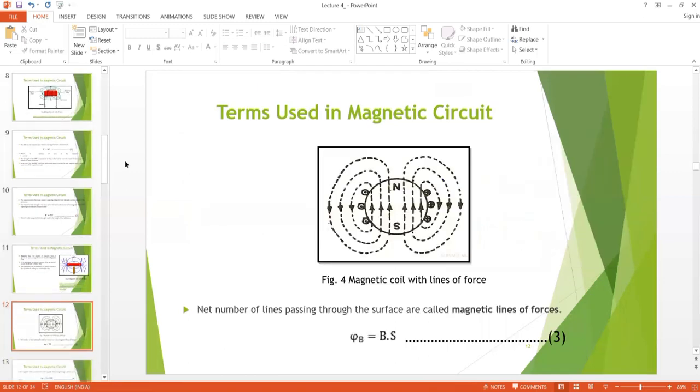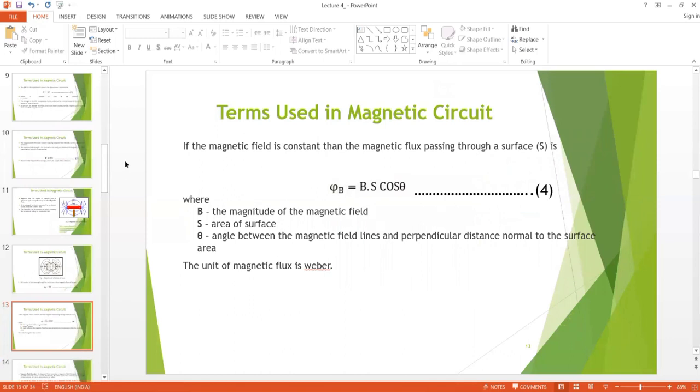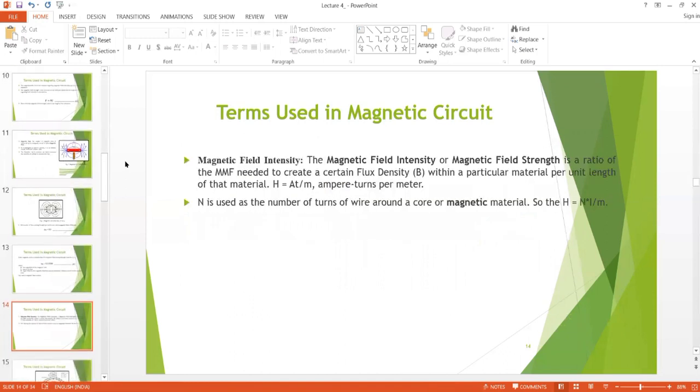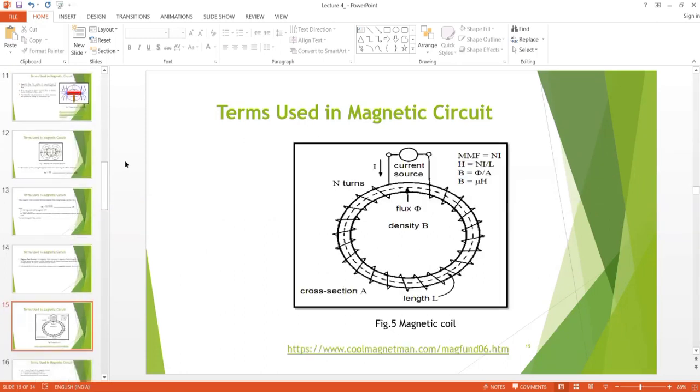Similar terms used in magnetic circuits, we know this phi. Phi is nothing but B into A, that is, flux is equal to B into A, the surface area. And when we're talking about the surface area, it is A is equal to S into cos theta, where theta is the angle between the plane, and this is nothing but the Biot-Savart law. So the magnetic field strength ratio is mu is equal to B upon H, where mu is the permeability.